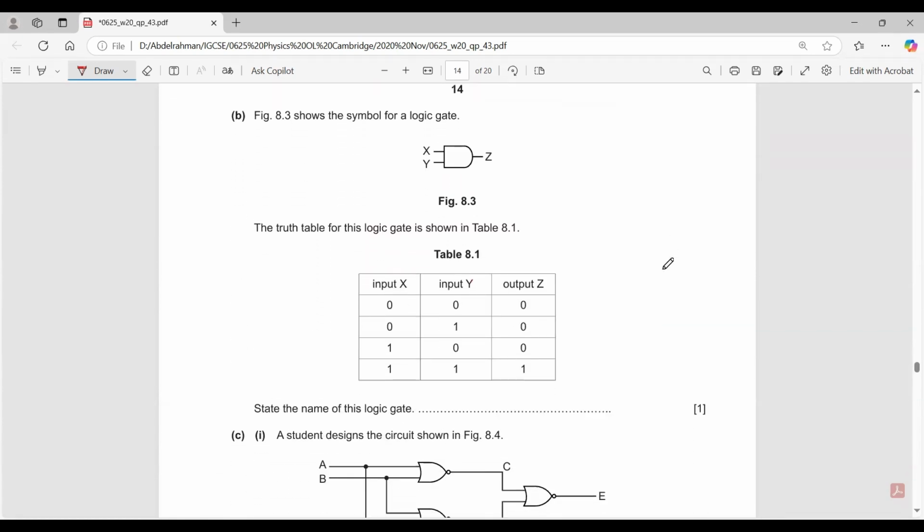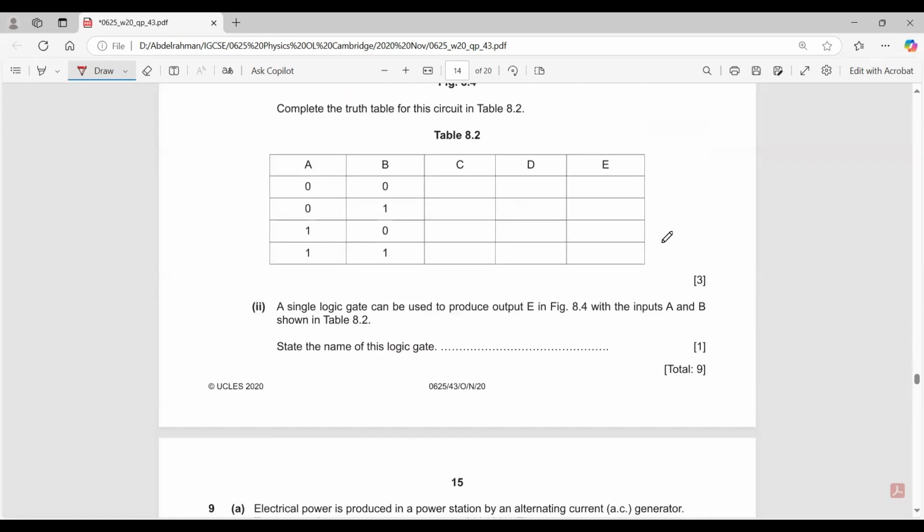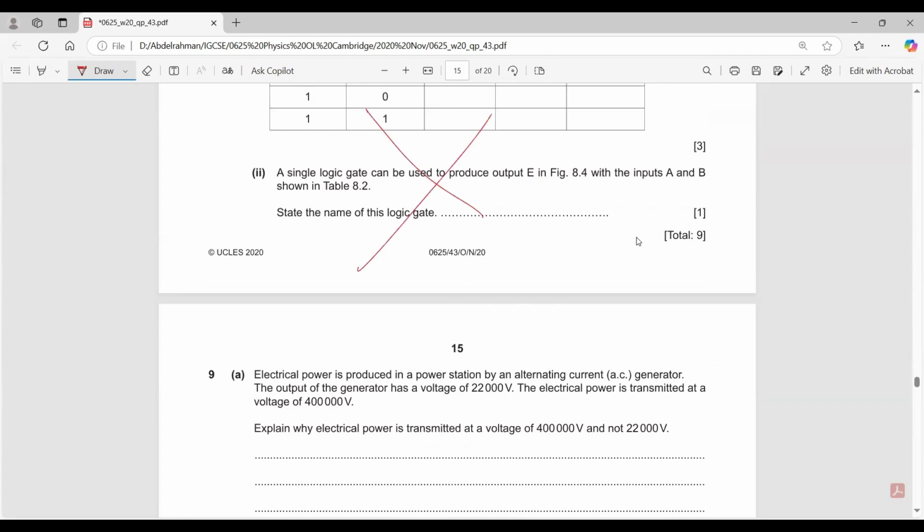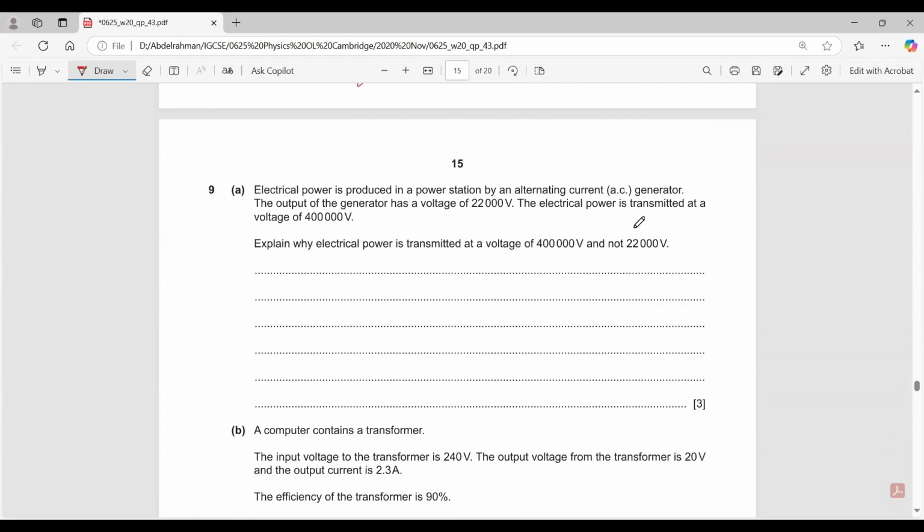Definitely, this has been removed from the syllabus. So part B and C are all cancelled. Question 9.